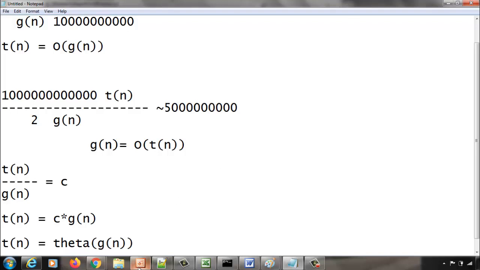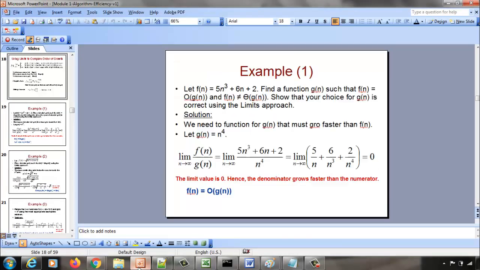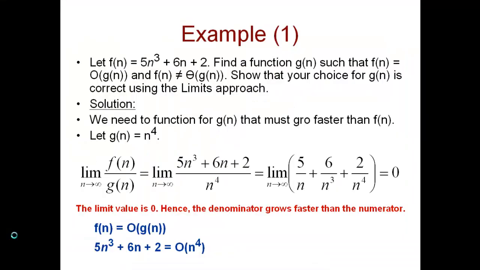Okay, so this is the rule for the limit approach. You will evaluate the limit of the two functions and see what the limit value is. If it is 0 or infinity, we will use the big O notation depending on the case, and if it is a constant other than 0, we'll use the theta notation.